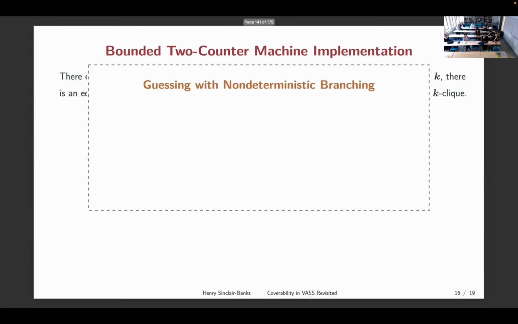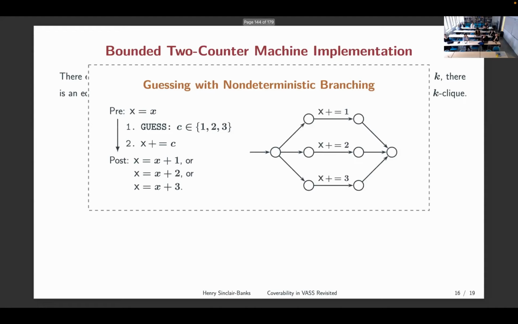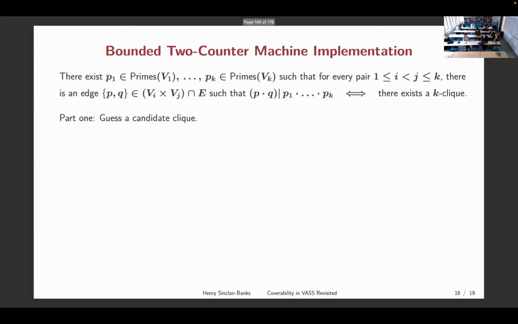So here's how we implement non-determinism. Suppose you have this program, and you'd like to add some non-deterministically chosen value: 1, 2, or 3. Well, we are allowed to do this in a counter machine. We could just have branching. And so when I say the word guess, imagine you have a branch like this. It's just sugar for this drawing. And so instead of adding 1, 2, or 3, we'll be guessing an edge, for which we then do divisibility checking. And so part 1 is to guess a candidate clique.